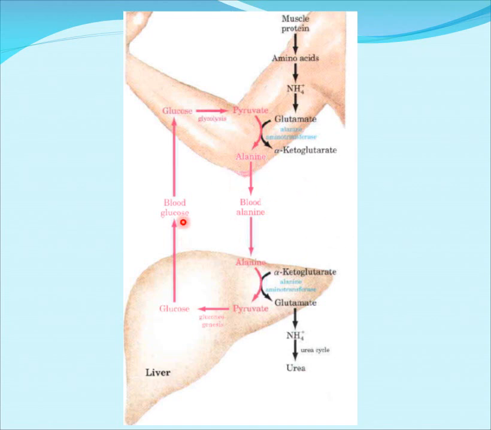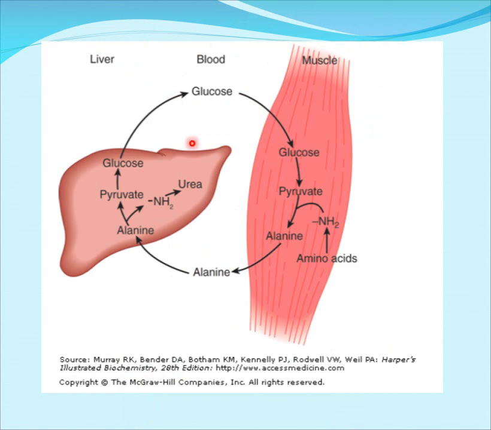It only functions in aerobic conditions, because only in aerobic conditions is there production of pyruvate rather than lactate in the muscle. This is another representation. This is the same cycle, but this is better. We see it here as a cycle.